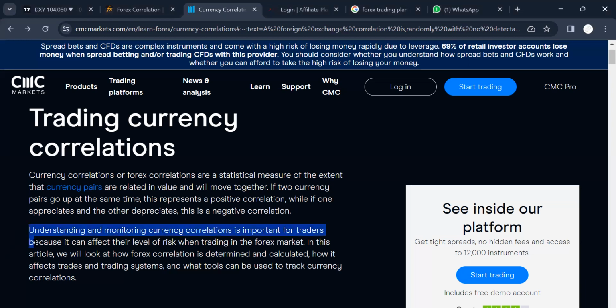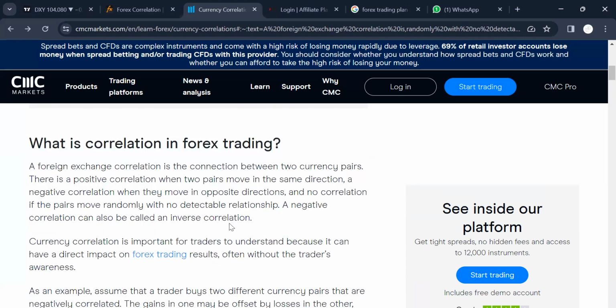So let me take it again. From here, it says understanding and monitoring currency correlations is important for traders because it can affect their level of risk when trading the Forex market. Now, let's have the term. What is correlation in Forex trading? Forex exchange correlation is a connection between two currency pairs. What can you see in real time? What can you infer from the chart, the price action? That's what we are talking about.